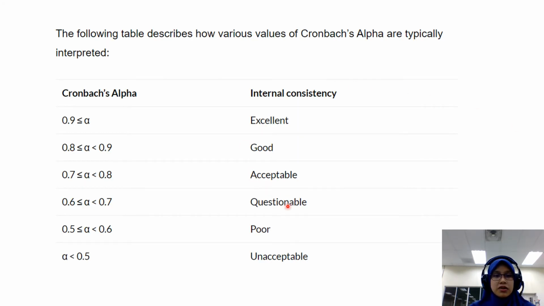This is the example of Cronbach's alpha. Okay, an alpha more than 0.9 is an excellent result. An alpha between 0.8 and 0.9 is good. An alpha between 0.7 and 0.8 is acceptable. An alpha more than 0.6 but less than 0.7 is questionable. An alpha between 0.5 and 0.6 is poor, but an alpha less than 0.5 is unacceptable.